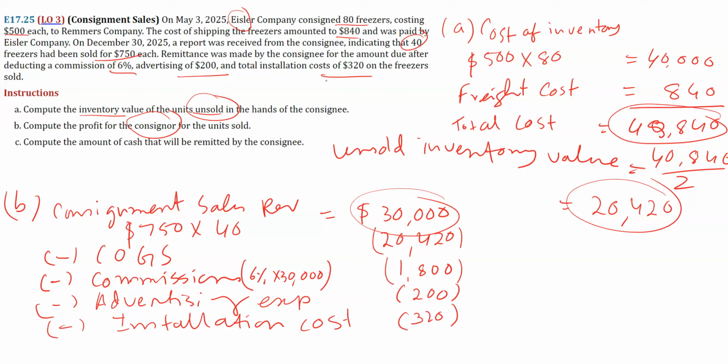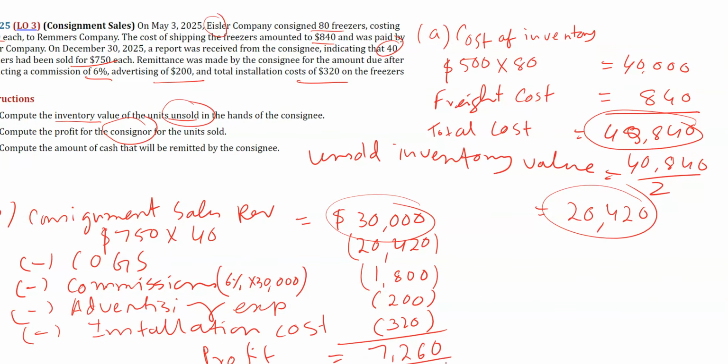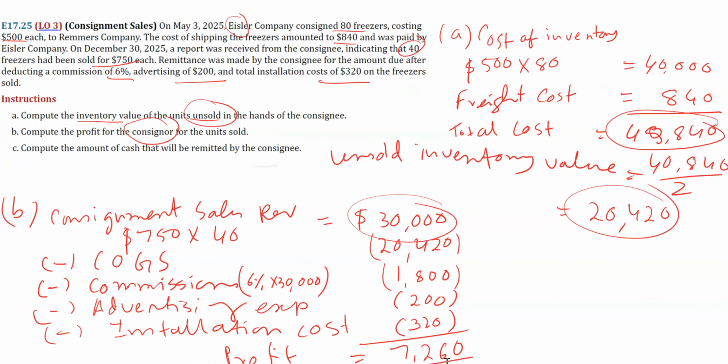After subtracting all those costs, the net profit on those consignment sales will be 30,000 minus 20,420 minus 1,800 minus 200 minus 320, which gives you 7,260. This is requirement B.